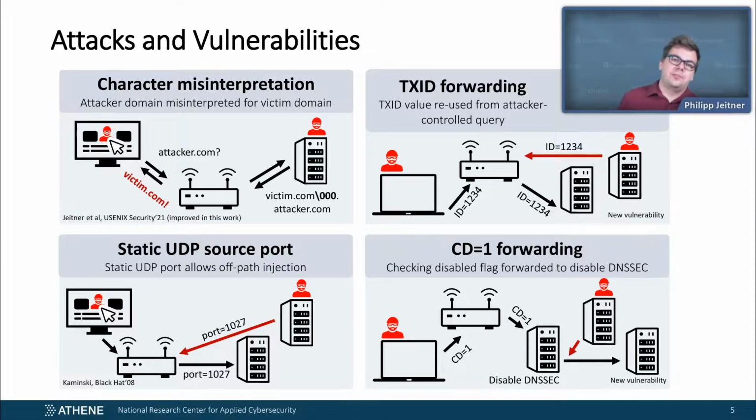The second attack we considered is transaction ID forwarding. In this case, which we found in some routers, the routers forward the transaction ID used by the client, but still implement a cache. So this means that if the client is malicious, he can communicate the transaction ID which he uses to an outside attacker in the internet, and then the outside attacker can inject DNS messages into the communication between the router and the upstream resolver because he knows the transaction ID and the UDP source port is not enough to protect against injection attacks.